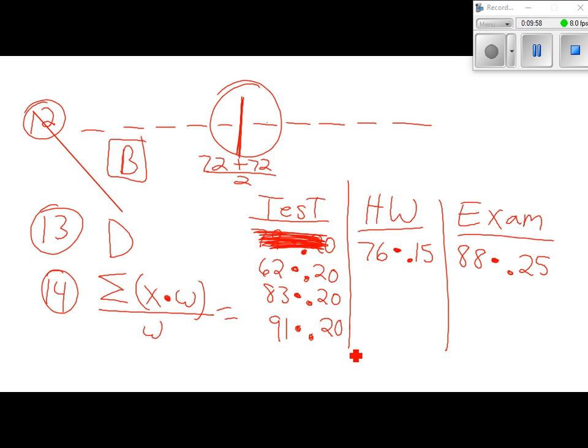So once we do this, you could punch all of this into your calculator just like it is. Punch in this, plus this, plus this, plus that, plus that. And it'll do it all for you.